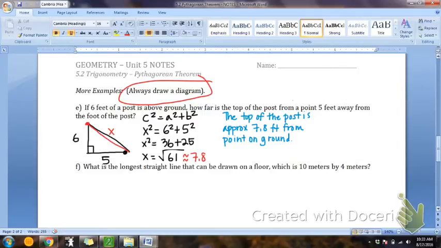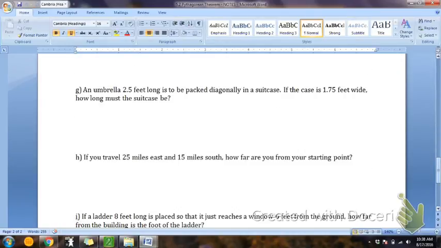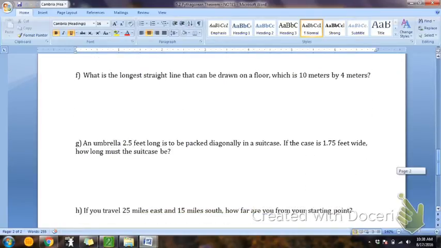Okay, example F. What is the longest straight line that can be drawn on a floor which is 10 foot by 4 foot? 10 meters by, I'm sorry, not 4 foot. 10 meters by 4 meters. Okay, if we have a floor that's 10 by 4, aren't they telling you that it is a square or a rectangle, right? So we're going to do a floor that is 10 feet by 4 feet. And you can go ahead and make this a rectangle if you want to.